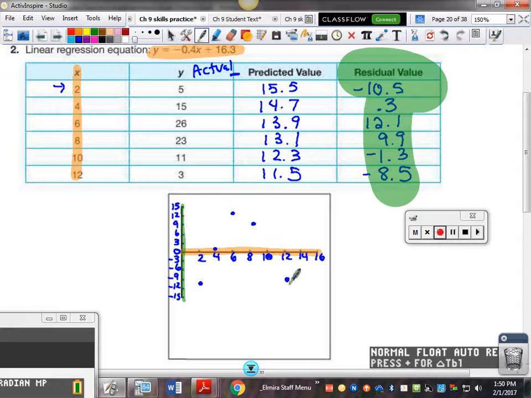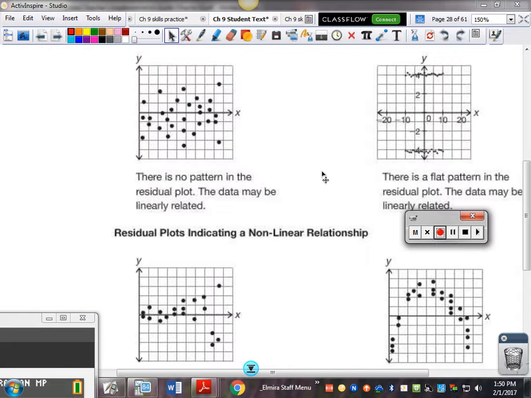Alright, now we're done with the residual plot. What does it mean? What does the residual plot tell us? Well, that's the next part of this lesson. If we go back to our book, a residual plot should be random if it's going to indicate linear, which is the opposite of what you think.